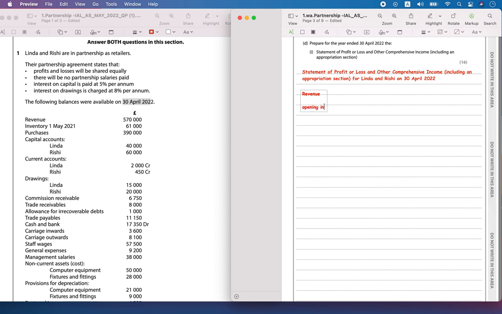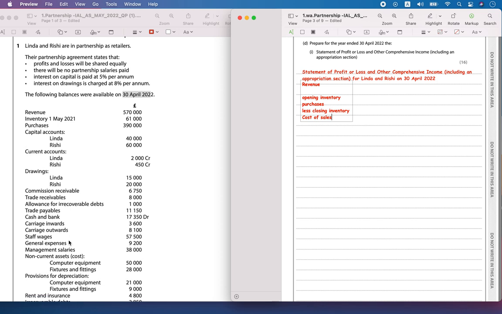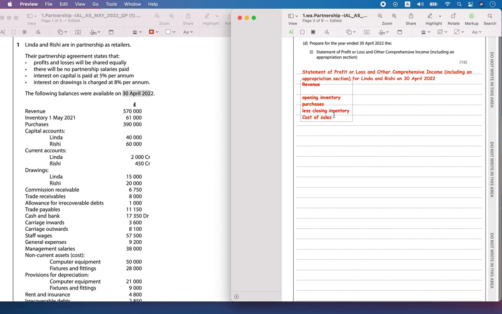For that, first we have opening inventory, and then purchases. Then we have less closing inventory, and then we have to do cost of sales. But I also see carriage inwards. So purchases, and then we also have to add the carriage inwards.